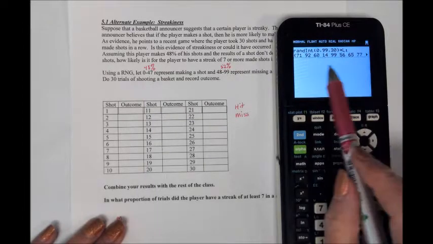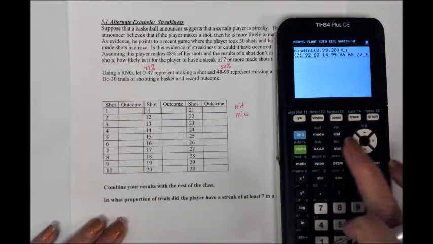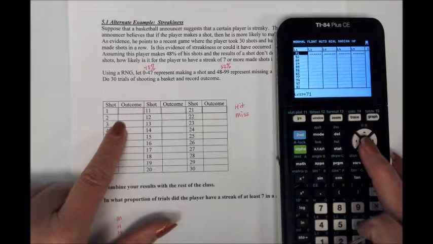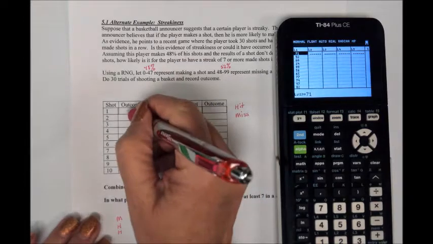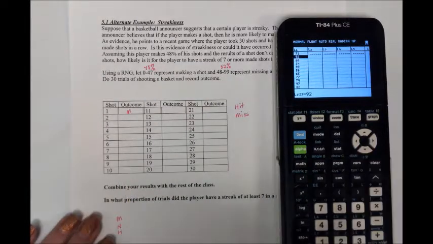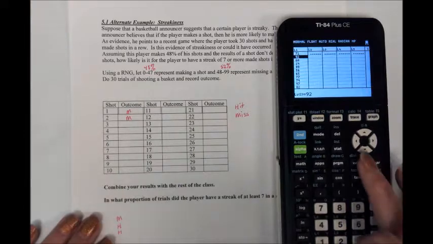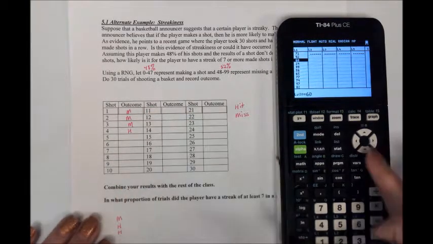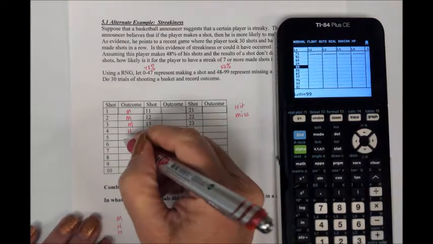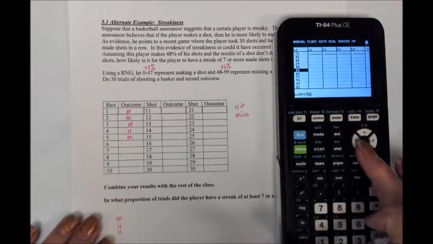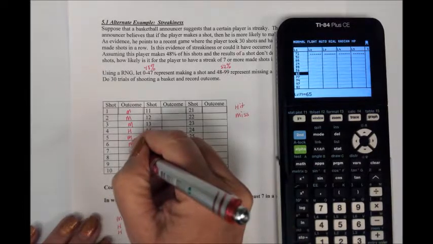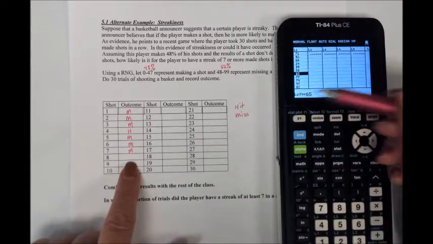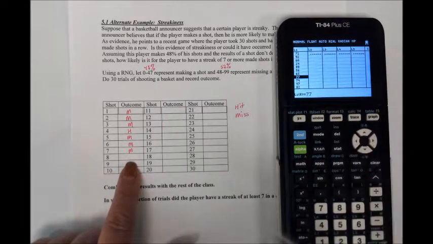I would have to scroll across, but now that I've stored it into a list, I can go to Stat, Edit, and there they are. So 71 represents a miss. 92 represents a miss. 60 represents a miss. On the 4th shot, I hit it, and then I miss it. I miss it again a couple times. What's nice is the number down here, the 7, I know exactly where I am if I lose my place. So the 8th number is also a miss.